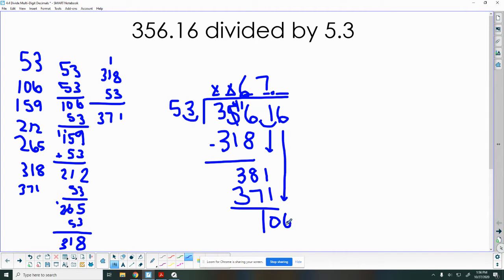Bringing down my 6, it went in there 2 times exactly. So if I have 67.2 as my answer, and I times that by 5.3, I would get 356.16. So whatever you do to one number, you have to do to the other, because we want to clear out the decimals in our divisor to make us have whole groups up here. So let's go ahead and try task 1.